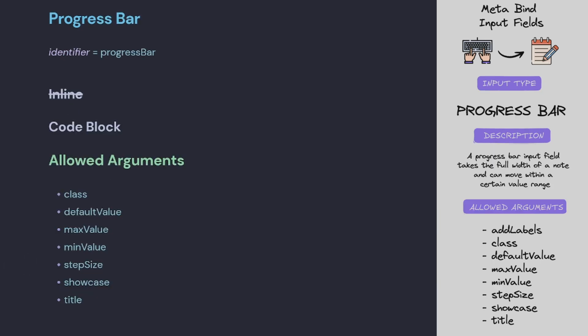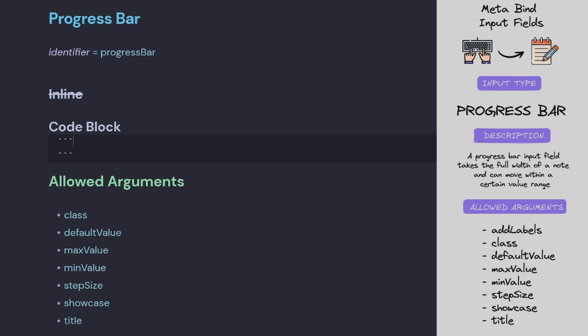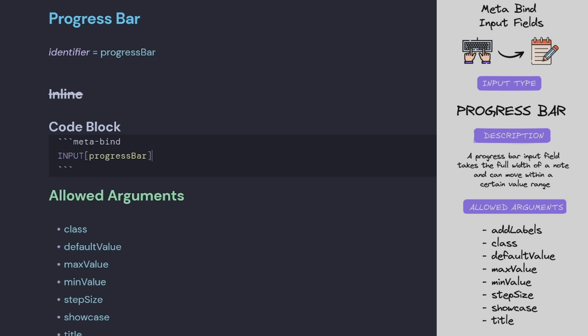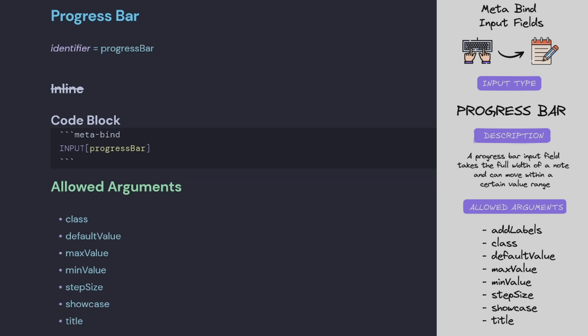So our next numbers input field is progress bar. So we have our identifier progress bar. It doesn't accept inline, so we'll go straight for the code block, put in our meta bind input followed by our identifier. You'll notice we have a few arguments here that we haven't seen before, such as max value, min value, and step size. So let's start with our min value.